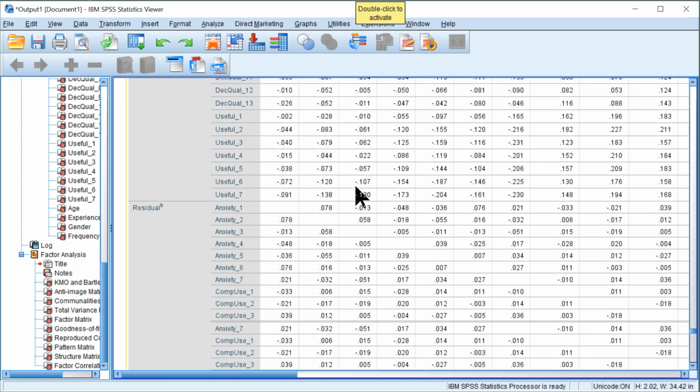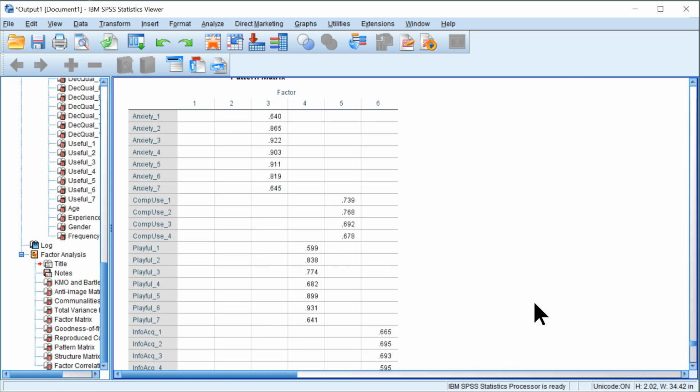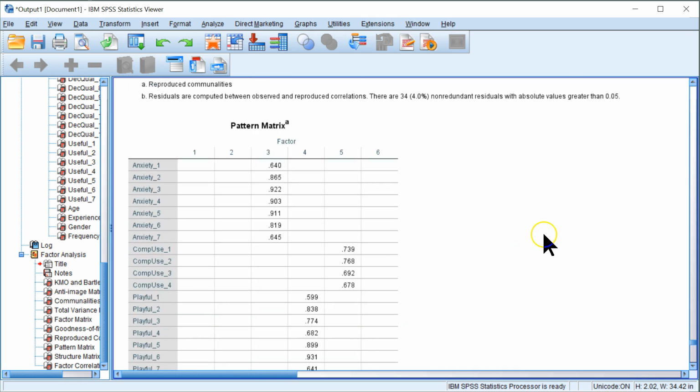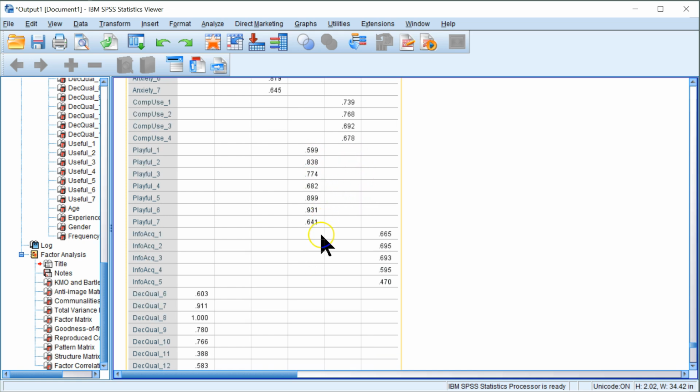Skip that. Look at this reproduced matrix. 4% non-redundant residuals, we want 5% or less, so that's good. And let's see if everything panned out the way we wanted. Anxiety, looking pretty good. Lowest loading here is 0.64, and it's all on its own. Comp use is looking pretty good. And playfulness is all together.